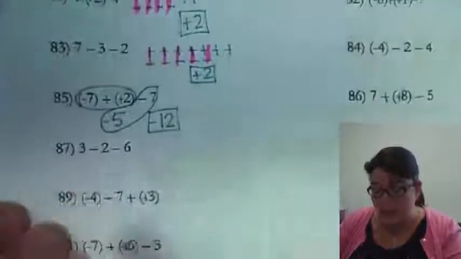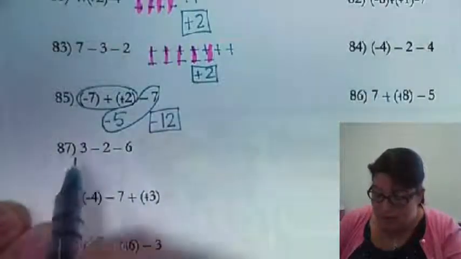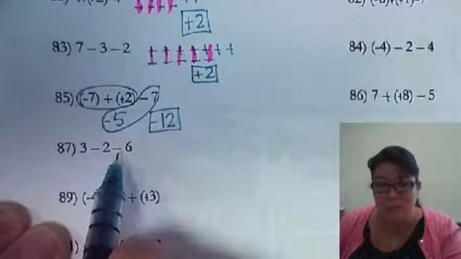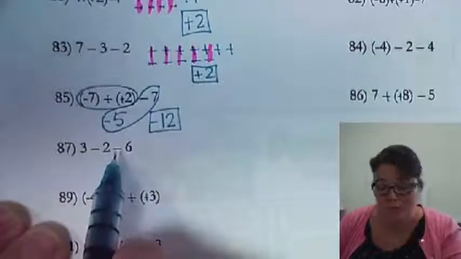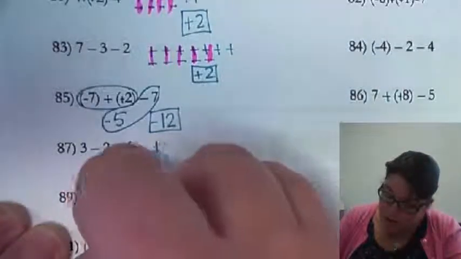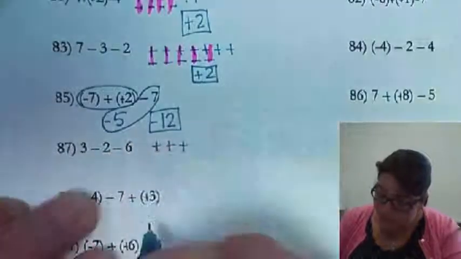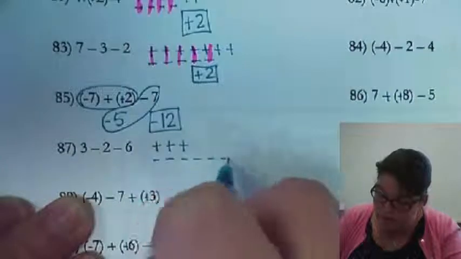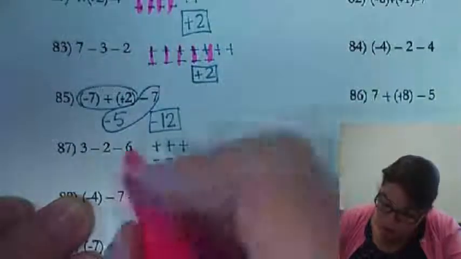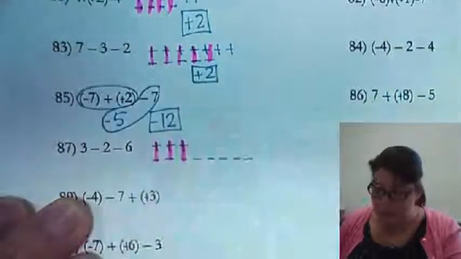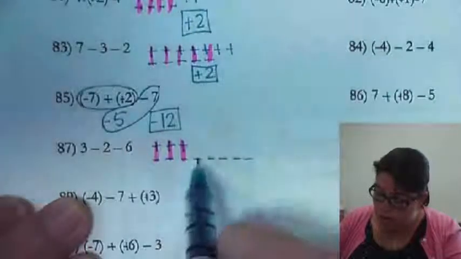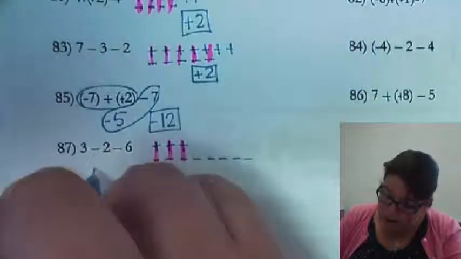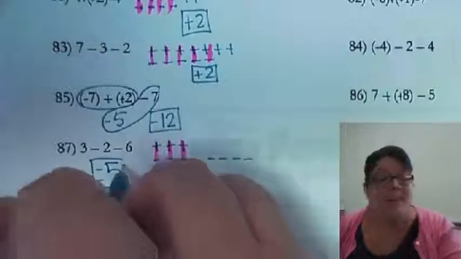But take a look at this next one. Here I have a positive 3, negative 2, and negative 6. Well, those numbers aren't super huge. Let's do the visual way again. 1, 2, 3 positive, 1, 2 negative, and then 1, 2, 3, 4, 5, 6 negative. Cross out the ones that are lined up, and what do I have left? 1, 2, 3, 4, 5. Negative 5. And there's that one.